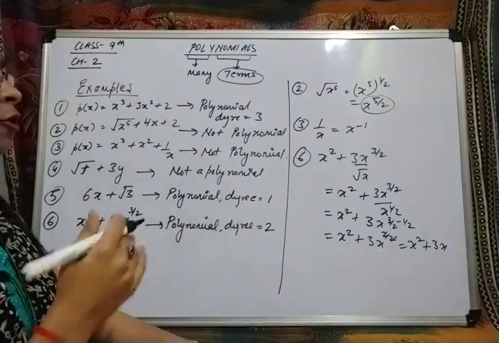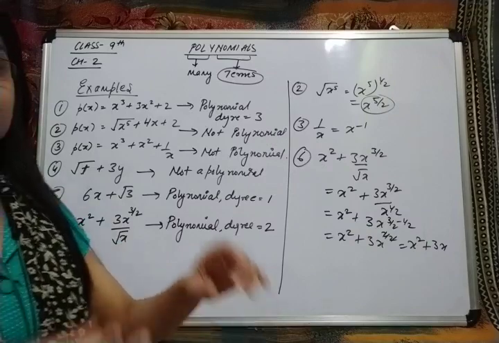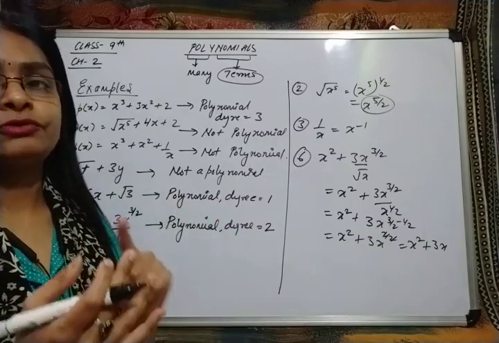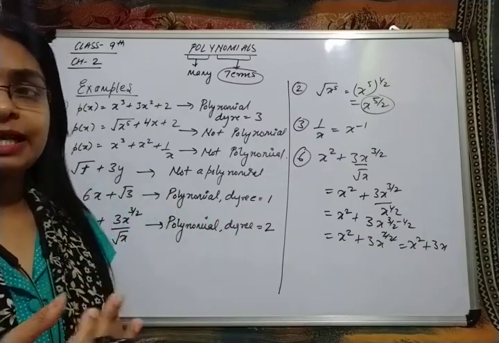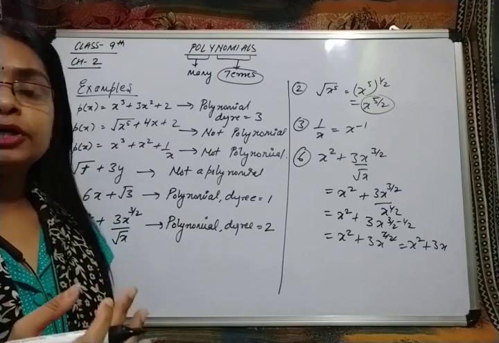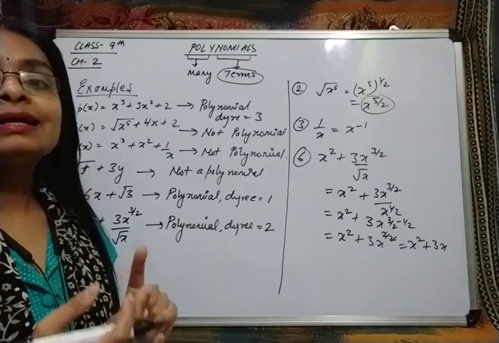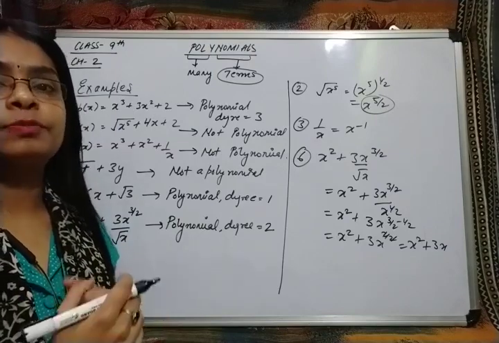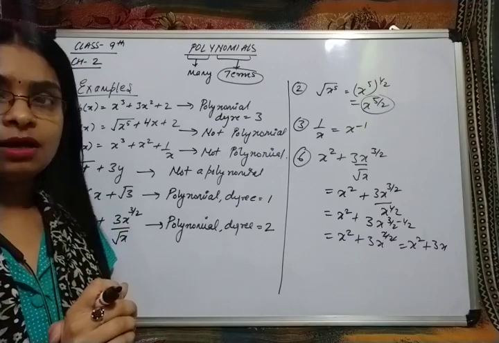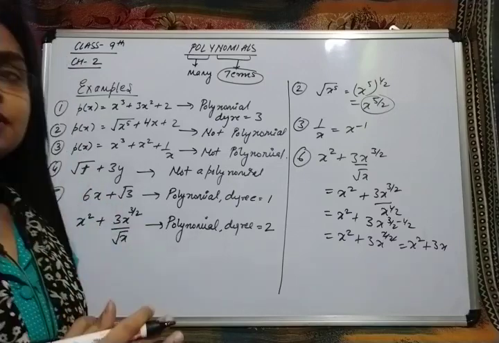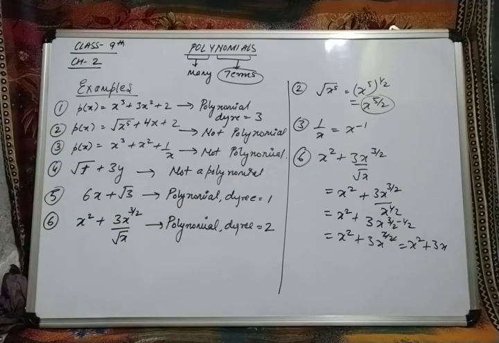I hope you all have understood what a polynomial is and how you are going to recognize it. Firstly, that, and secondly, the degree of the polynomial, coefficient and terms. These 4 things should be clear. Now just pause the video and note it all down.